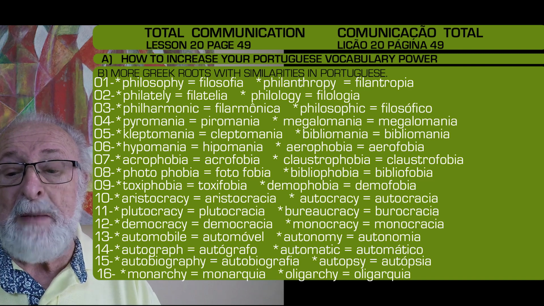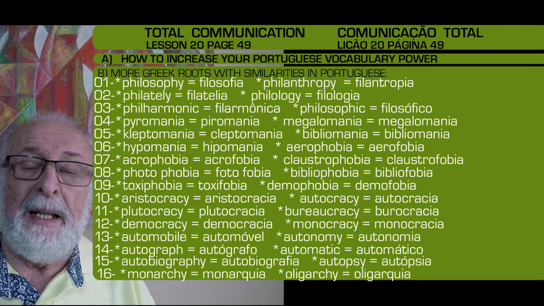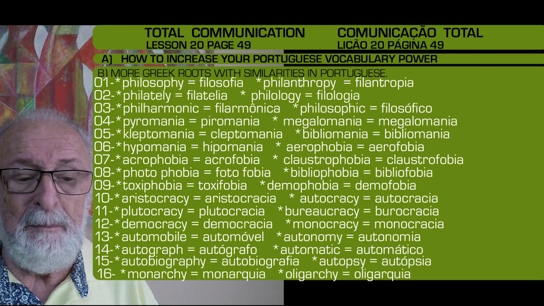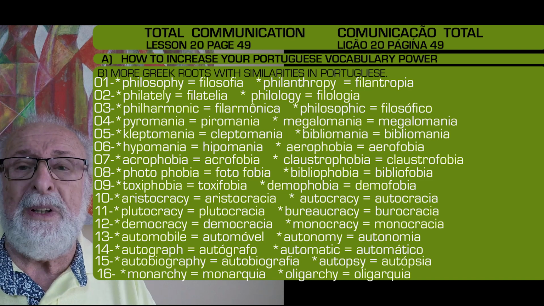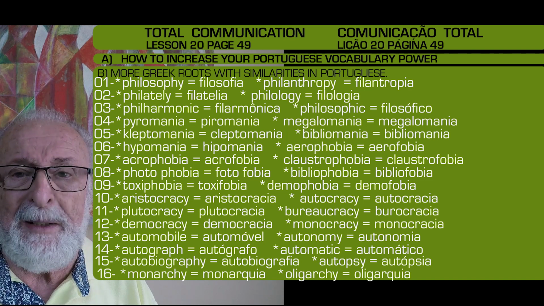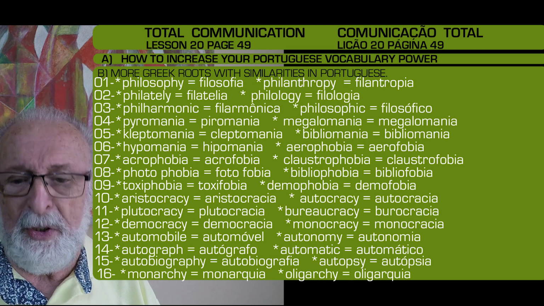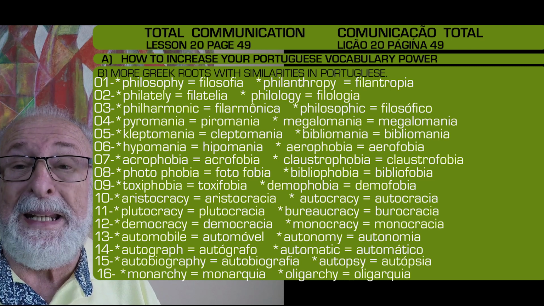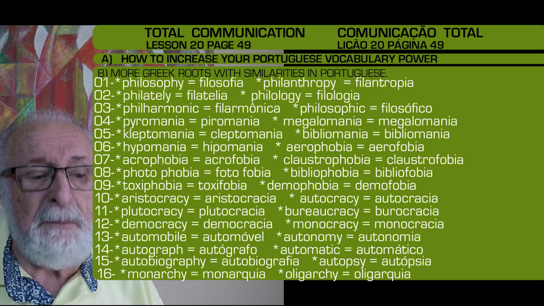Megalomania. We say megalomania in Portuguese. In English it will be megalomania. Okay? The word is written the same way. We say it in Portuguese, megalomania. All right.